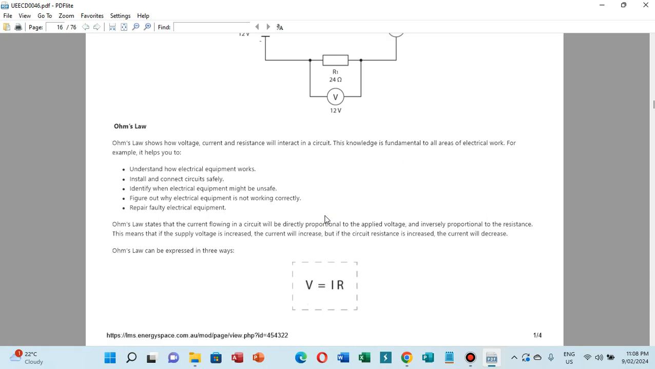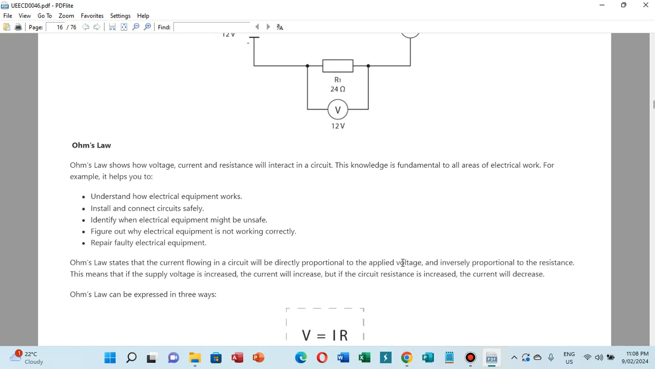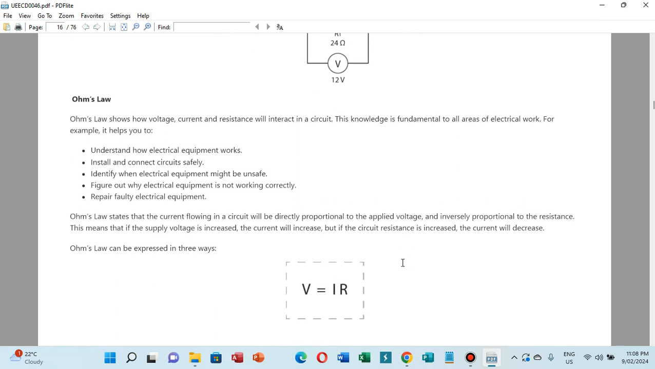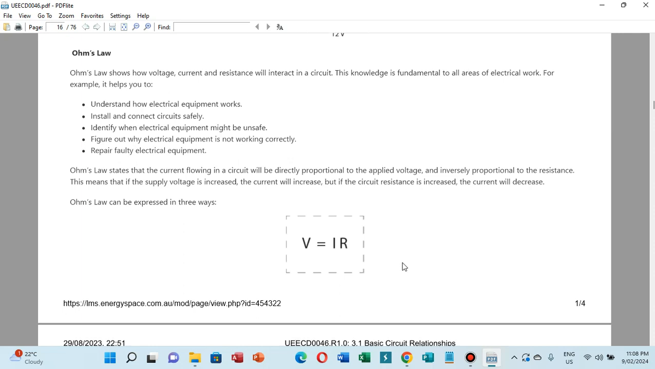Now we also see Ohm's law. Ohm's law shows how the voltage, current, and the resistance interact in a circuit. So in this case, our voltage equals resistance multiplied by the current. So this is the equation we can use to calculate the voltage.